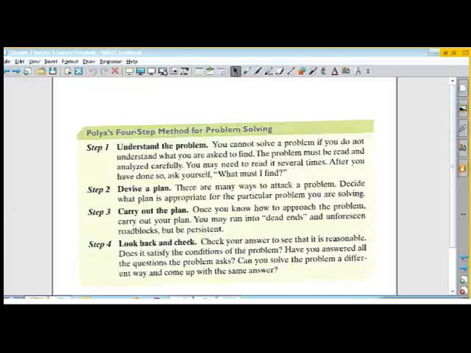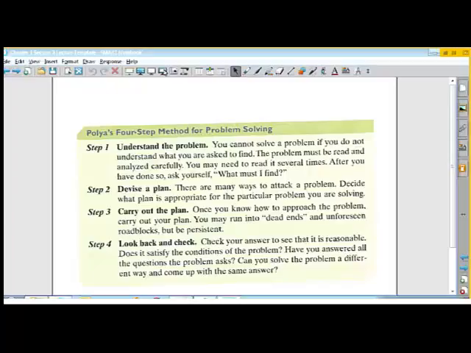Most problems that are more difficult than simple problems require you to break it down into little pieces and then attack each one of those pieces separately. And you have to be patient and confident that you're going to come up with a solution.